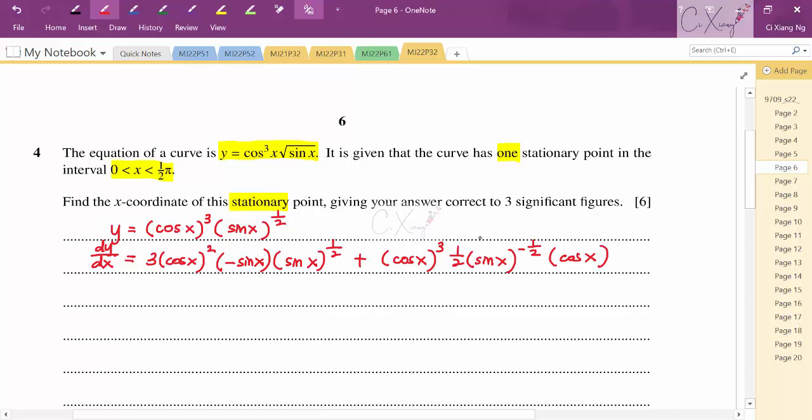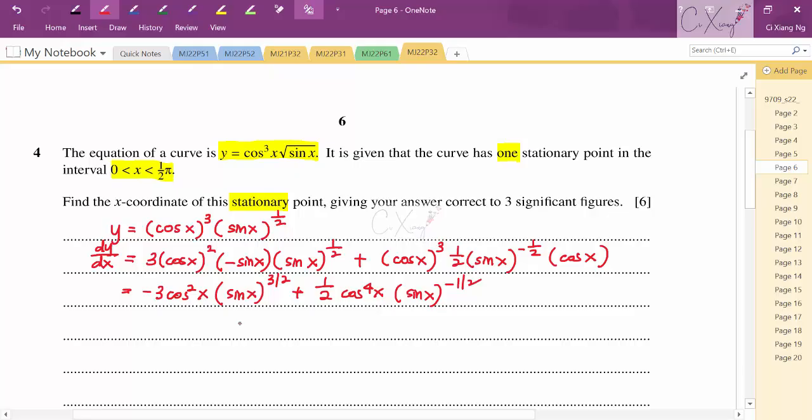It looks quite long, and if possible, we can try to simplify this whole equation first. For the first term, I have negative 3, then cos square x. Sine x multiplied with sine x power half, I will have sine x power 3 over 2, that means 1 plus half, so you get power 3 over 2. For the second term here, I have half, and then if I simplify, I have cos power 4 x and then sine x power negative half.